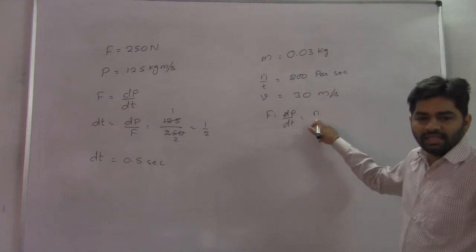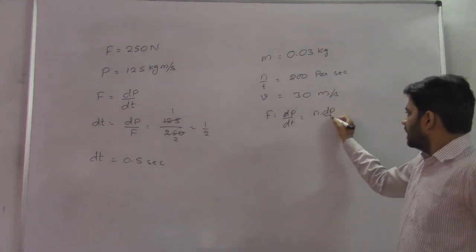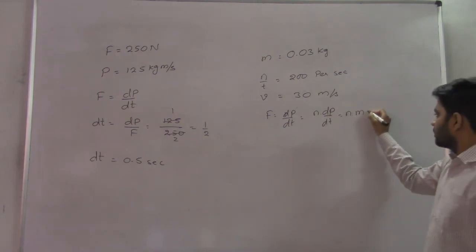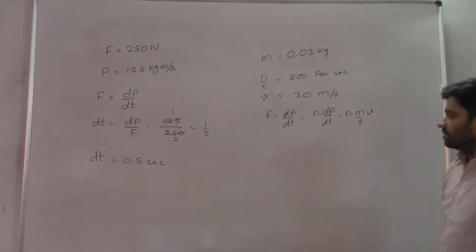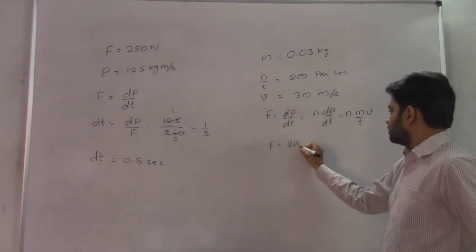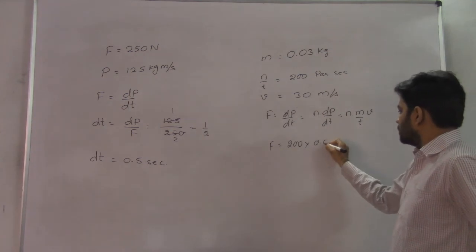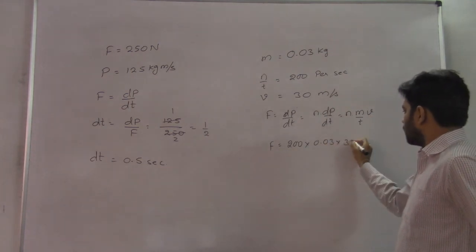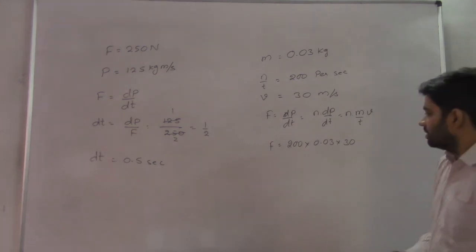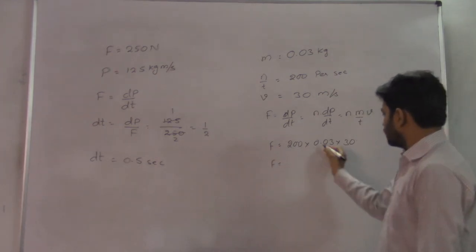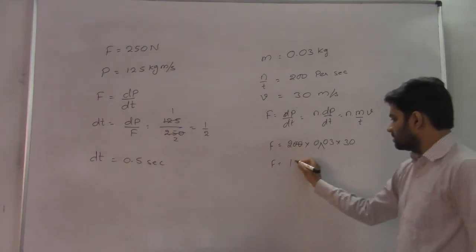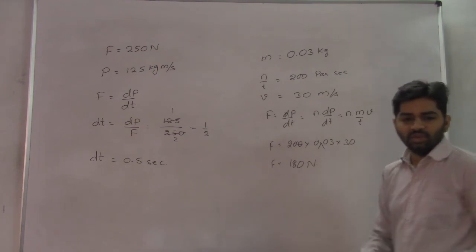So n number of bullets are there. So I am writing n dp by dt, which is equal to n into momentum, mass into velocity by time t. So F is equal to n by t into m into v. Directly they gave 200 into mass 0.03 into velocity 30. All the three values are in the same system, there is no requirement of any conversion. So 2 zeros get cancelled, 2 3s are 6, 6 3s are 18, so 180 Newton is the answer.